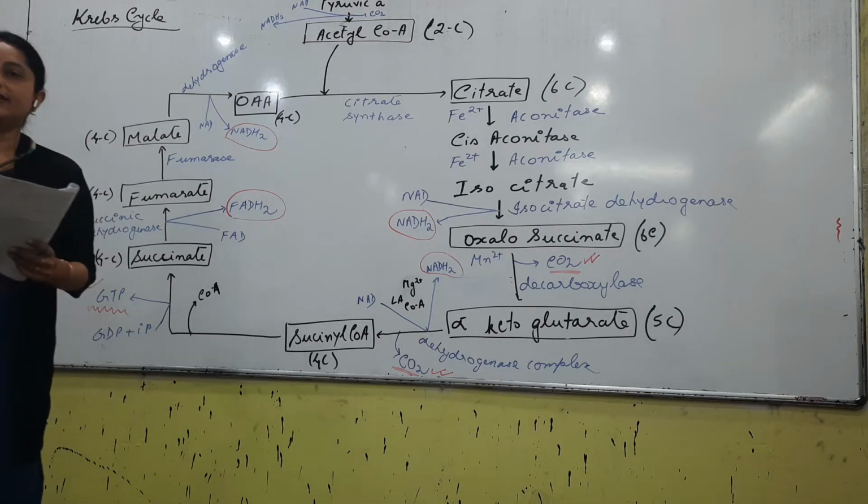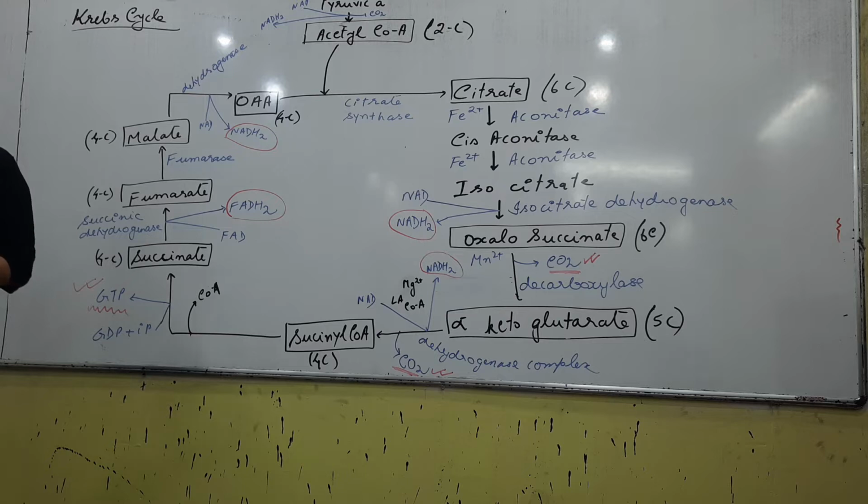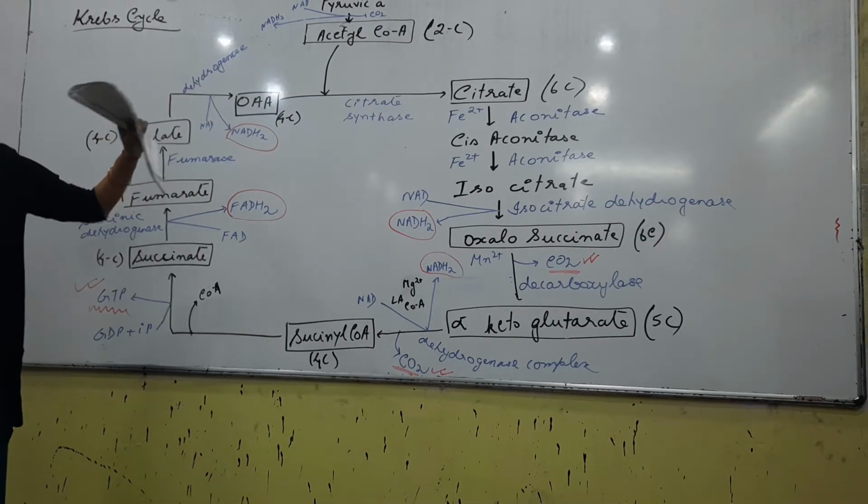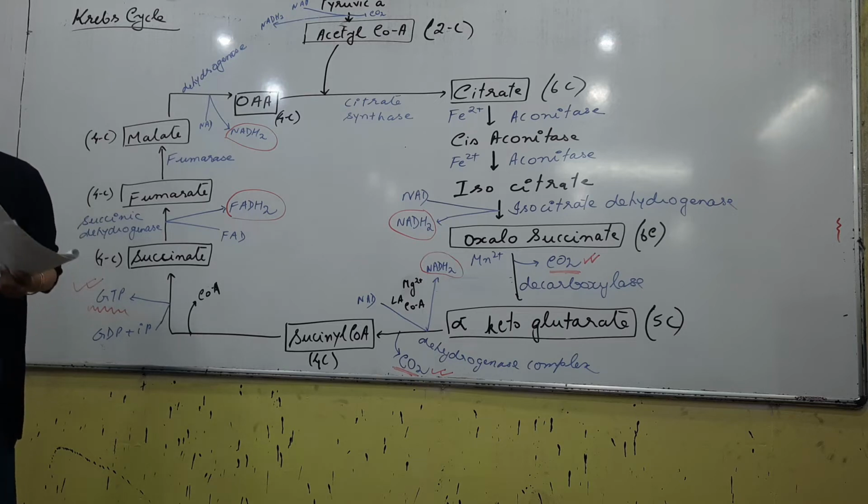What is the number of NADH2 and FADH2 produced from one pyruvic acid? What would be the answer? Four. Why four? Because three here and one here. So that is 4. What is the number of NADH2 or FADH2 produced by 2 pyruvic acid? It will double, right? It will be 8 then.